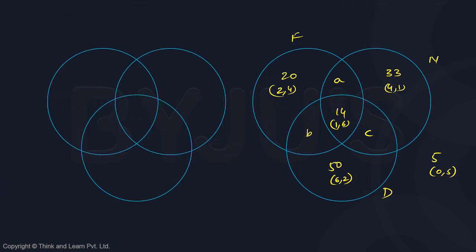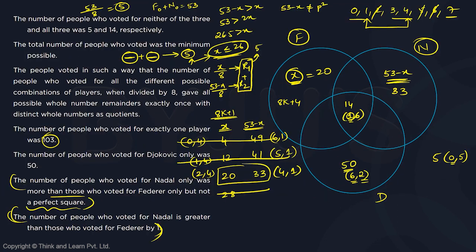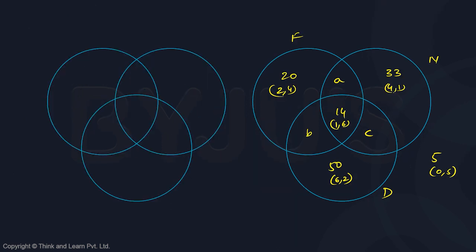So Federer is greater than Nadal. That's what it says. Nadal is greater than Federer by 1. So Nadal is 33 plus A plus C plus 14 is equal to Federer plus 1, which is 20 plus 14 plus A plus B plus 1. So 14 and A get cancelled. Therefore, I'll be left with 33 minus 21. So I'll be getting 33 minus 21, 12 is equal to B minus C.